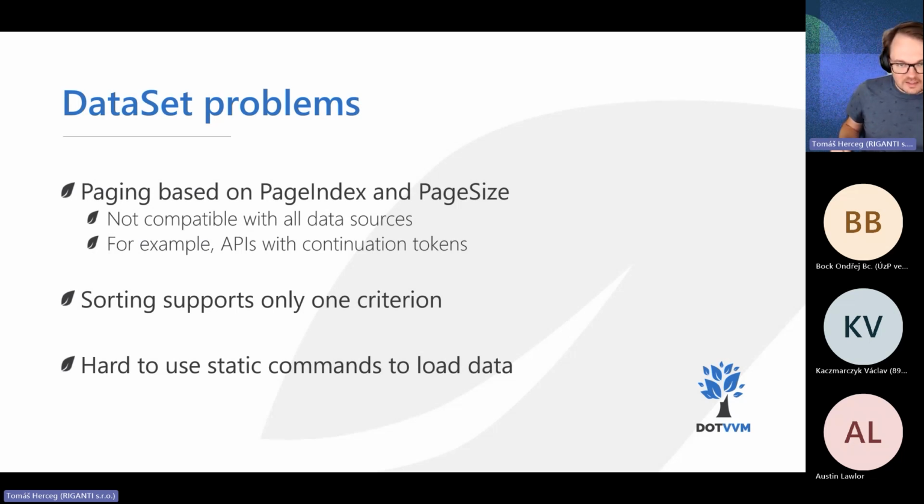Basically, there are the paging and sorting options. The paging is based on two properties, page index and page size. We assumed that the most preferable data source would be a relational database, and these databases typically use these two pieces of information to do the paging: the number of records to skip and the number of records to take.